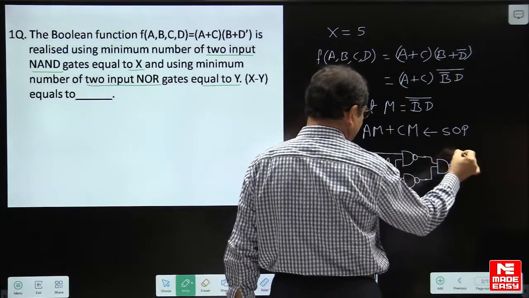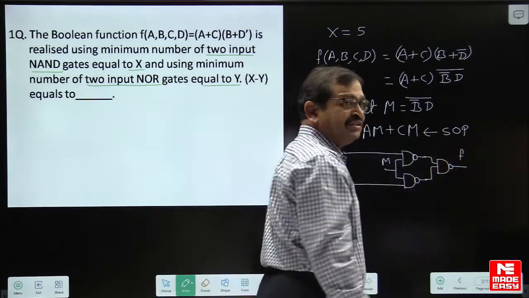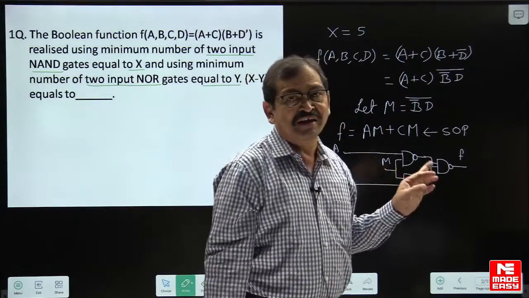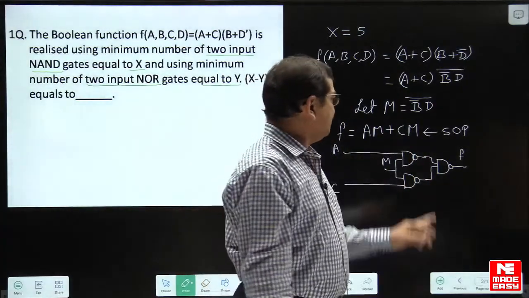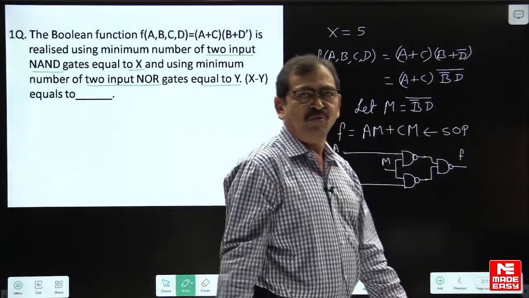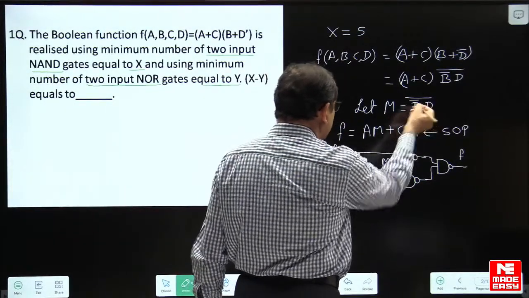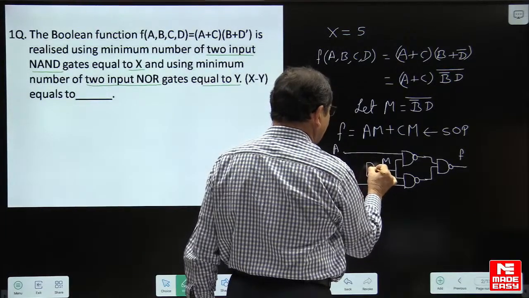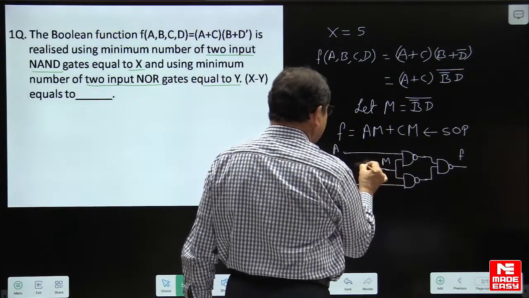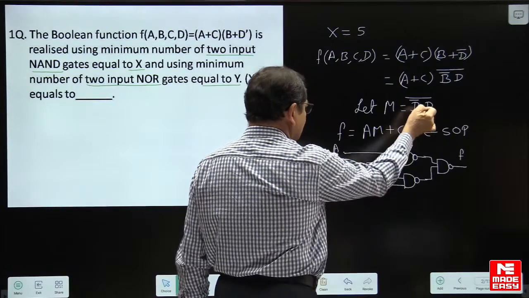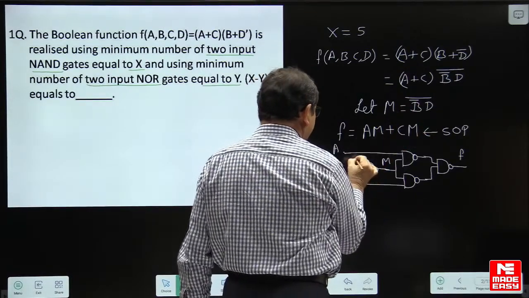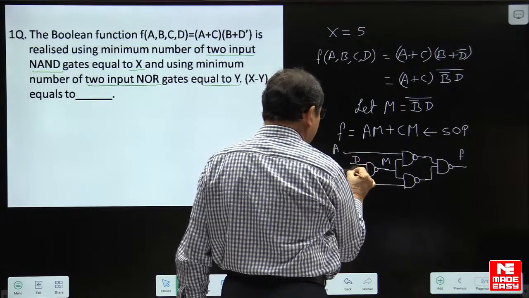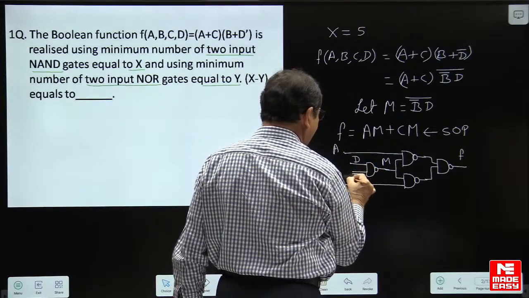We consider it as M, so that the circuit output is the function F. But of course, M, what we are looking at here, is an intermediate term. It is basically (B complement D) whole bar. So it is to be implemented again by using a 2 input NAND gate. So for realizing this M, if you look here, one input is D and the other input we need is B bar.